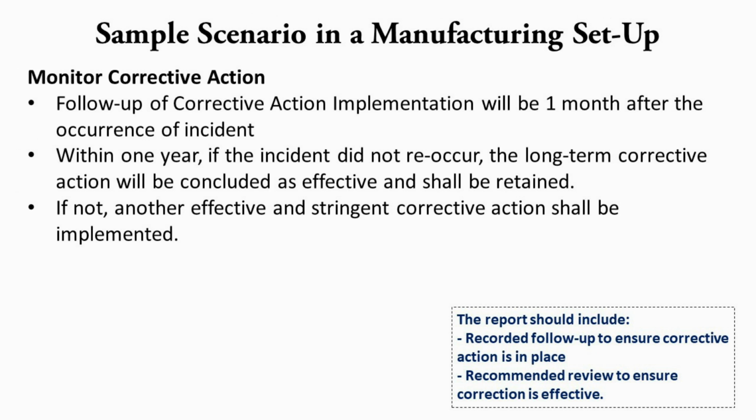The implementation of the corrective action will be followed up after 1 month from the date of accident or incident occurrence. Within 1 year, if the incident did not reoccur, the long-term corrective action will be concluded as effective and shall be retained. If not, another more effective and stringent corrective action shall be implemented. The corrective action must be followed up by the safety officer and by the top management.